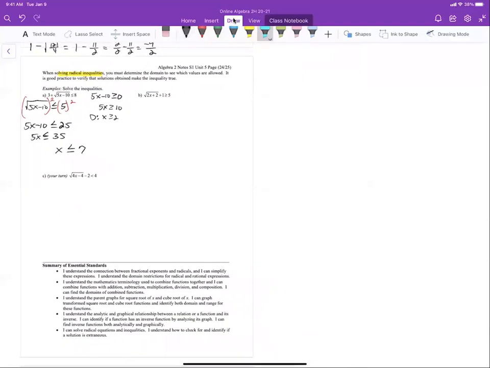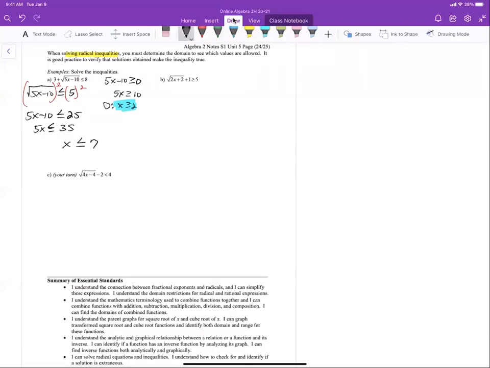Well, x is less than or equal to 7, but x also has to be greater than or equal to 2. So the solution is 2 is less than or equal to x, which is less than or equal to 7. So we have to combine the domain restrictions that we found along with the solution, okay? Now, it's wise to check both of these limits.